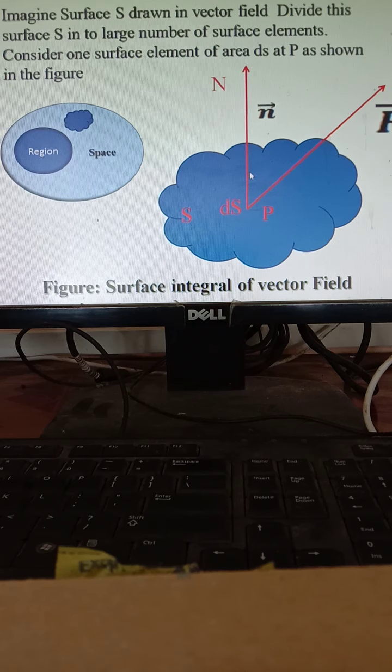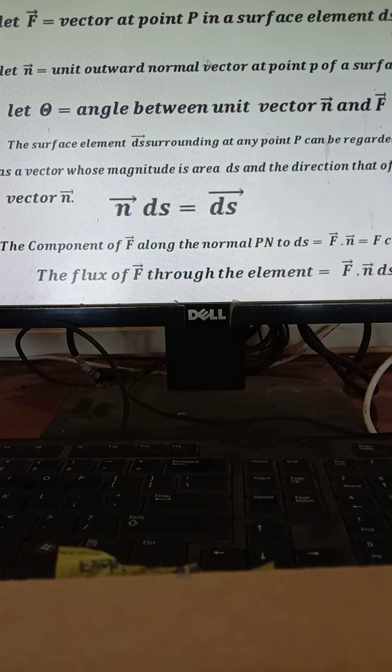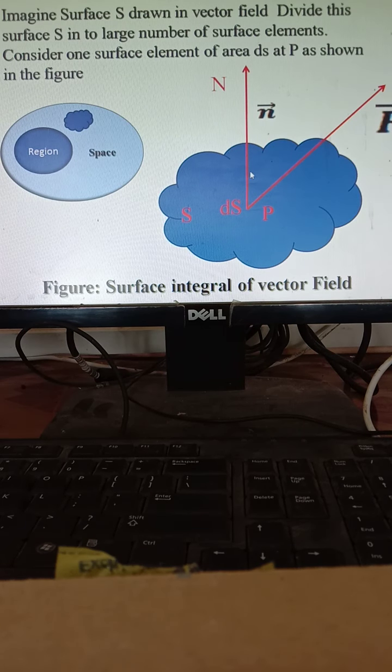So we are going to make an angle between the normal vector and the force vector field point function. In this manner, let F be the vector at a point P in a surface element ds, and n is the unit outward normal vector at point P of the surface. Let theta be this angle, the angle between the normal and the force vector F.